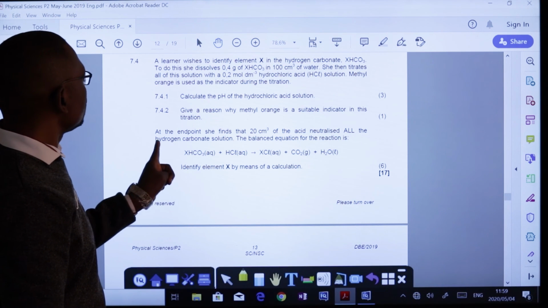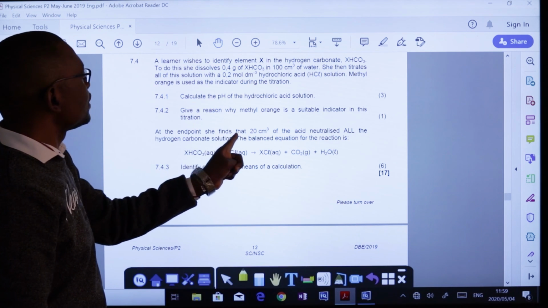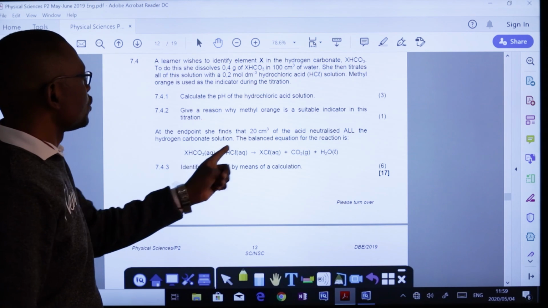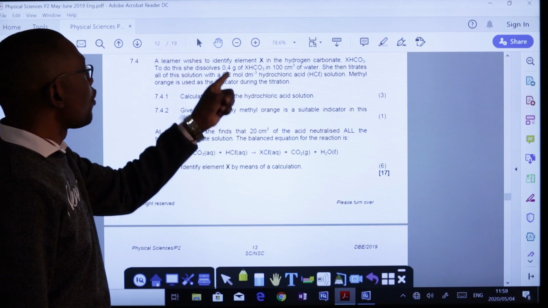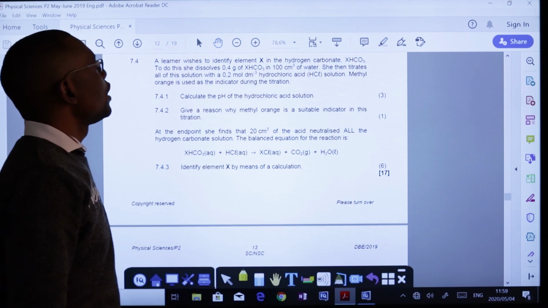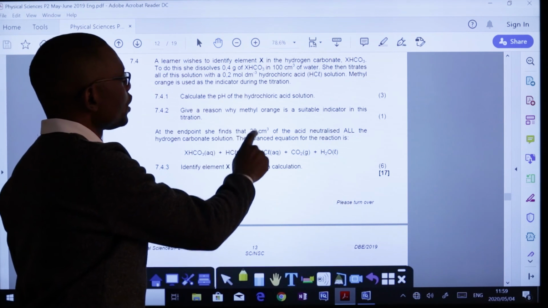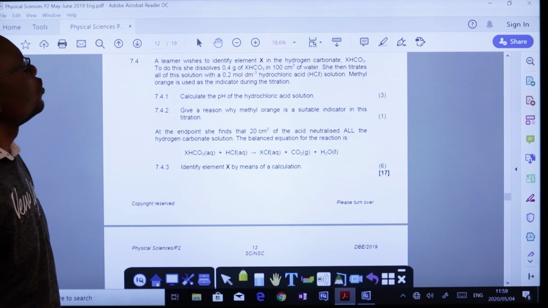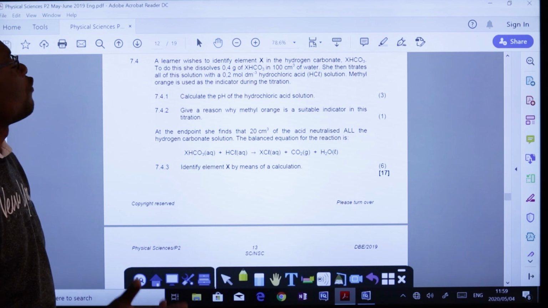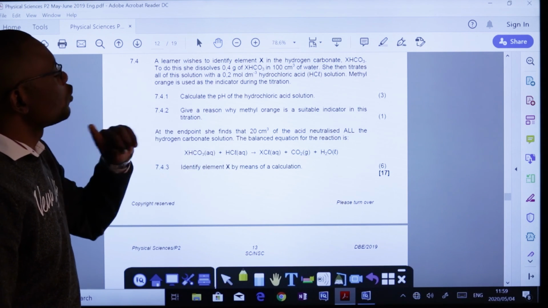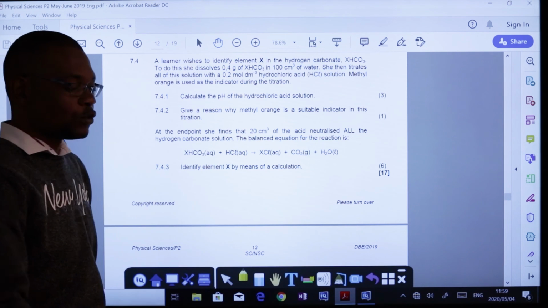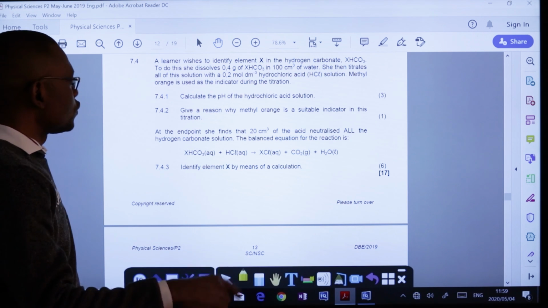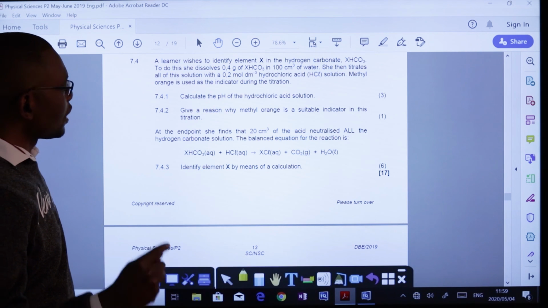At the end point, he finds that 20 cubic centimeters of the acid neutralizes all the hydrogen carbonate. So you need to change to the number of moles. We've got the concentration of the acid as 0.2, and the volume as 20 cubic centimeters. Change it to number of moles by converting 20 cubic centimeters to dm³, which gives you 0.02. 0.02 times 0.2 will give you 0.004. That's the number of moles.